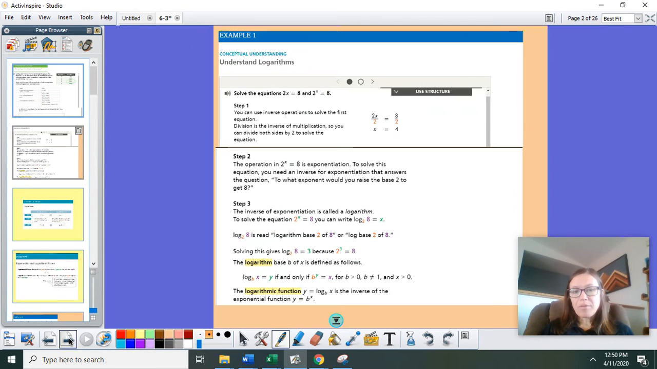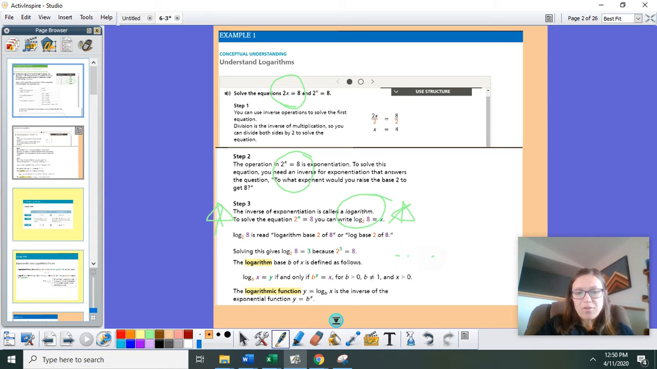As you move into example 1, they're looking first at a linear equation where 2x equals 8 and discussing how you would solve that using the inverse operation. With 2 raised to the x power equals 8, it's an exponential equation, and so we have to use a different strategy, and that is where our logarithm comes in. So when we're thinking about this, the inverse of an exponential is called a logarithm.